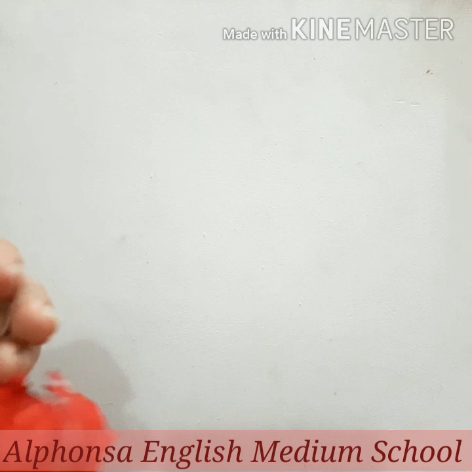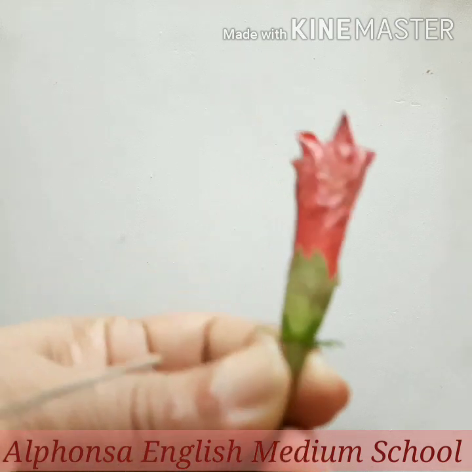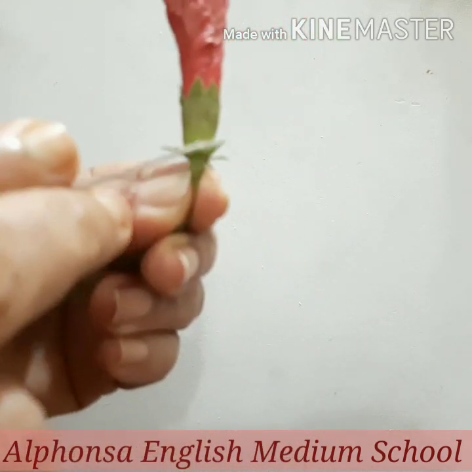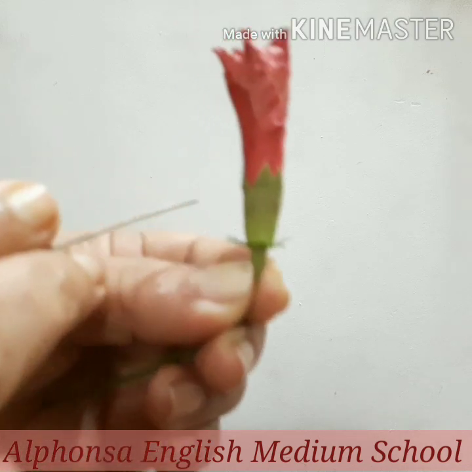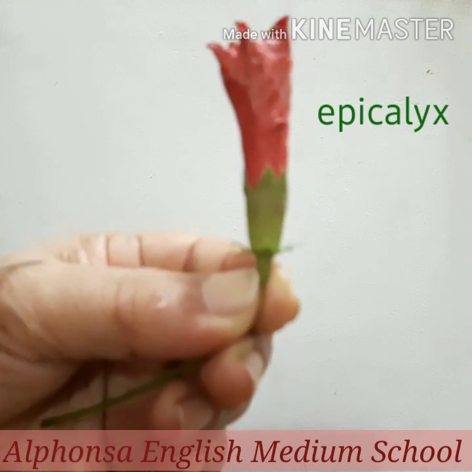I'll show you a bud and explain. Okay. This is the bud of the hibiscus flower. Here you can see small hairy structures. This hairy structure is called as epicalyx. These are seen only in certain flowers.